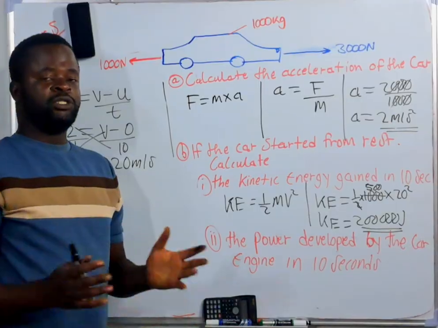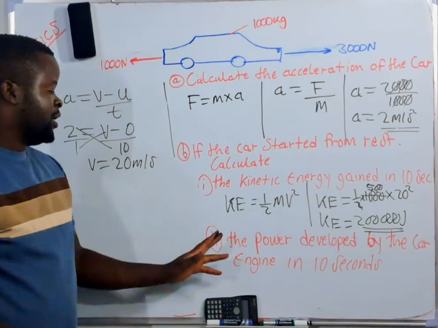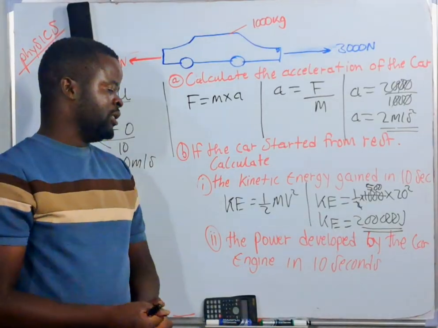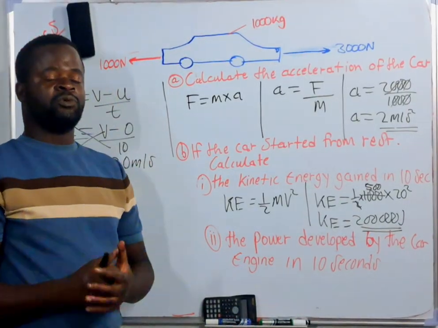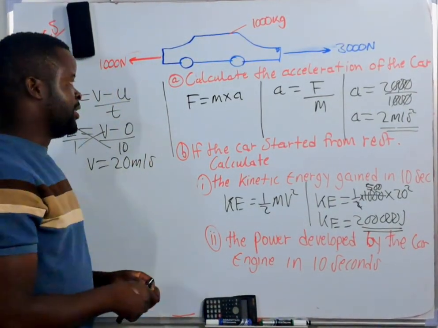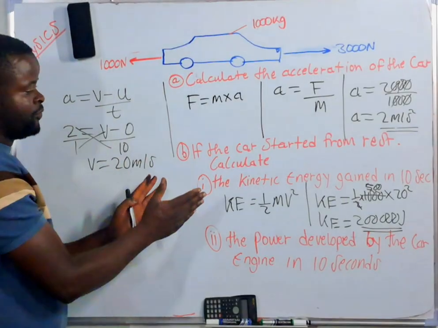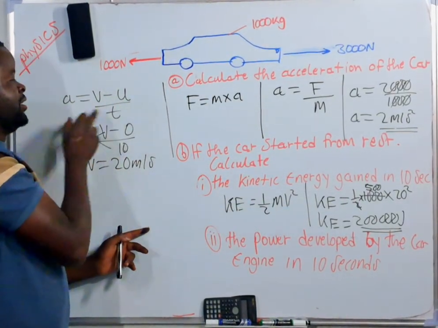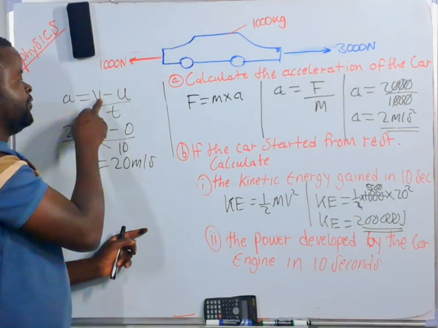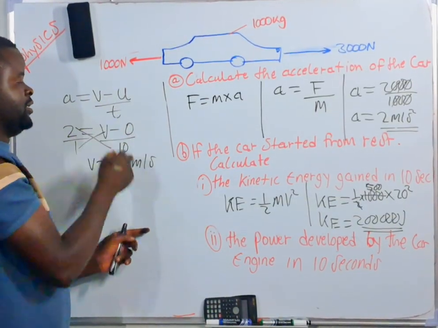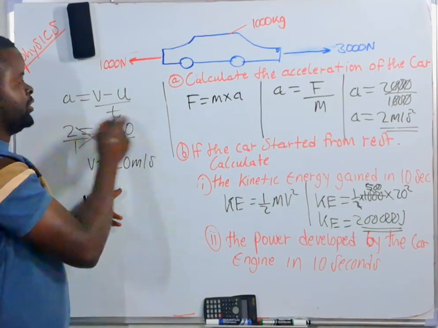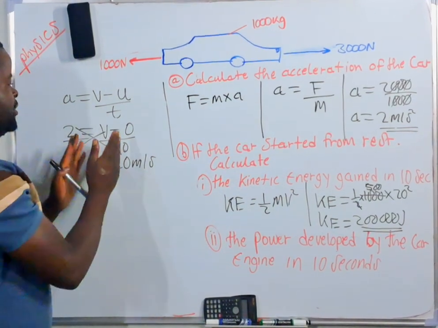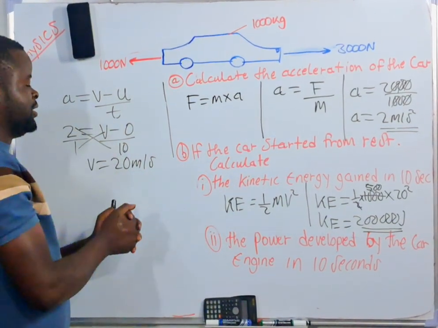Therefore, let's go to Roman numeral 2, which is also asking us to find the power developed by the car engine in 10 seconds. So we want to know the power developed by the car. Remember, when you want to find kinetic energy, first find the value of v by applying the formula acceleration is equal to v minus u over t, where you have acceleration to be 2 meters per second squared, and the time given is 10 seconds.